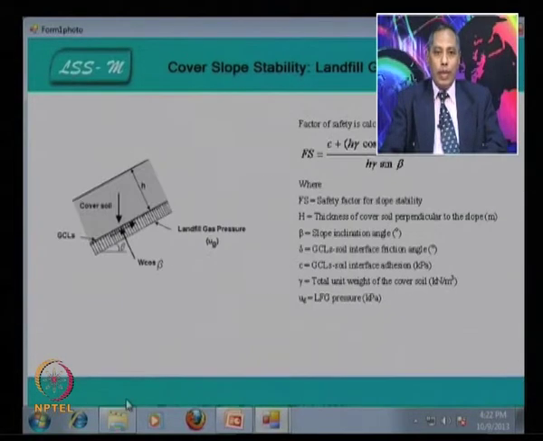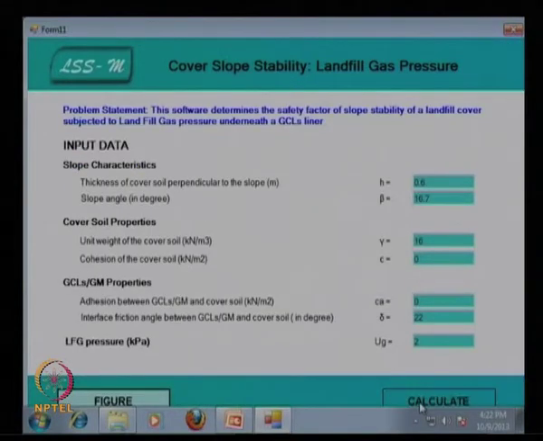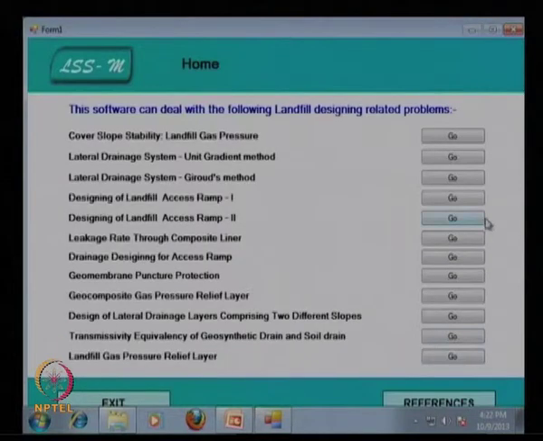So, if there is a development of gas under the cover soil, leachate and gas pressure develop here. So, you have to calculate what will be the factor of safety. You can calculate and find the factor of safety value is 1.05, then it is okay.